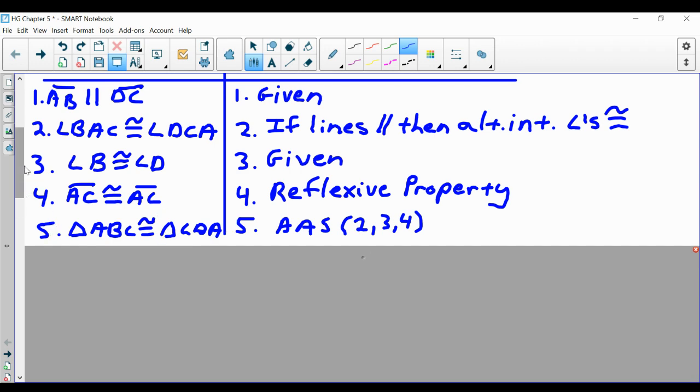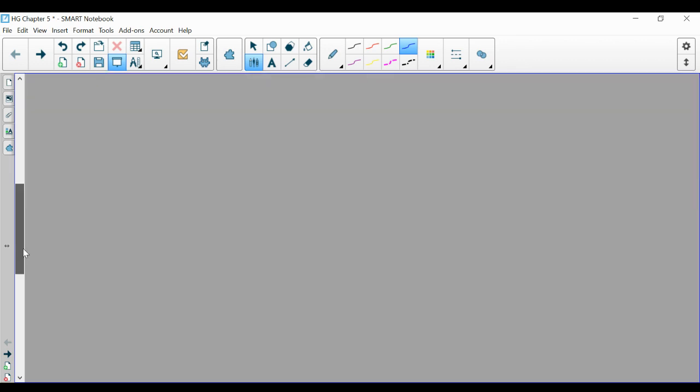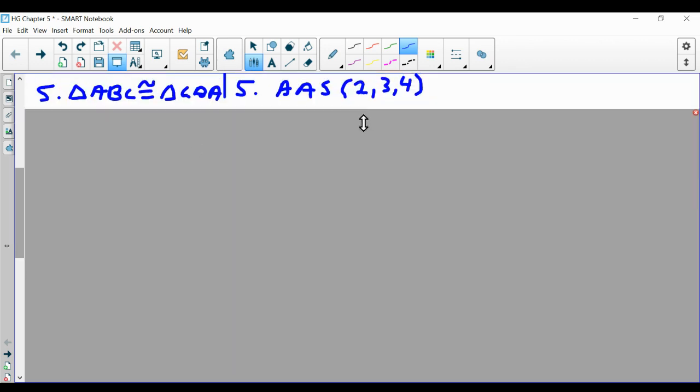So nice short proof here. And yeah, shouldn't have been too bad. The new thing, again, is parallel lines. That's what we're going to deal a lot with, using parallel lines in our proofs.